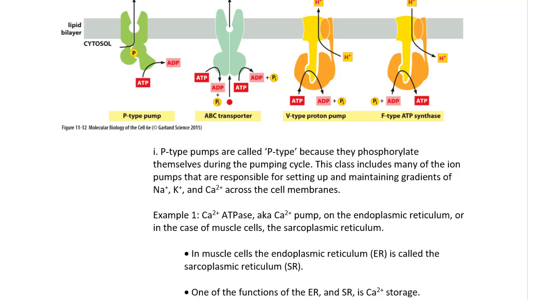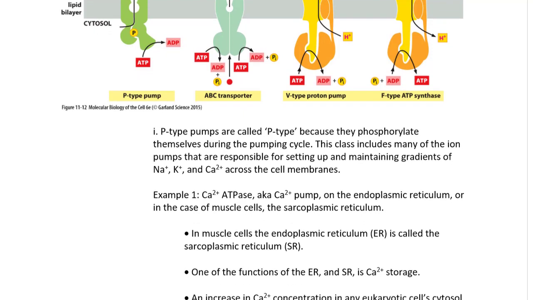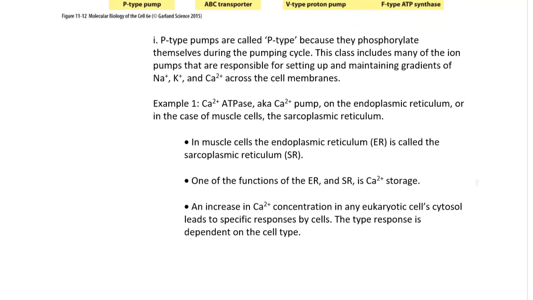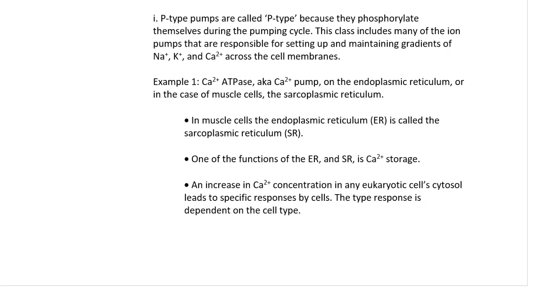This class includes many of the ion pumps that are responsible for setting up and maintaining gradients of sodium, potassium, calcium across the cell membrane. So we have an example. Calcium ATPase, aka calcium pump on the endoplasmic reticulum, or in the case of muscle cells, the sarcoplasmic reticulum. So the sarcoplasmic reticulum is just what the endoplasmic reticulum is called in muscle cells, myocytes. One of the functions of the ER and the SR is calcium storage.